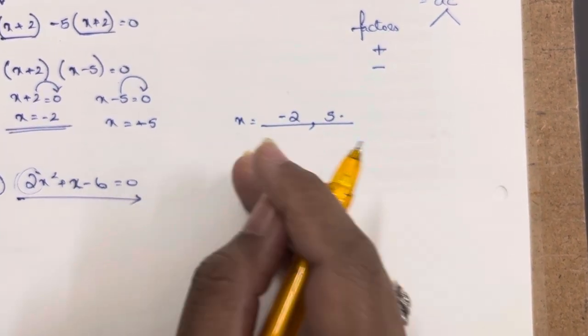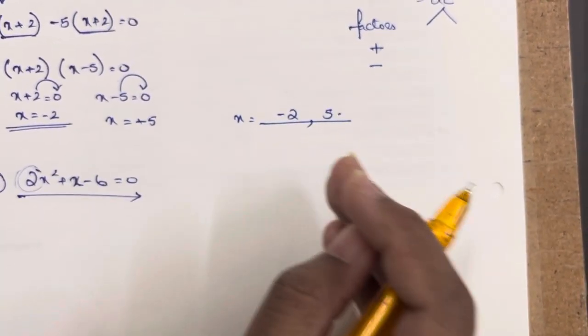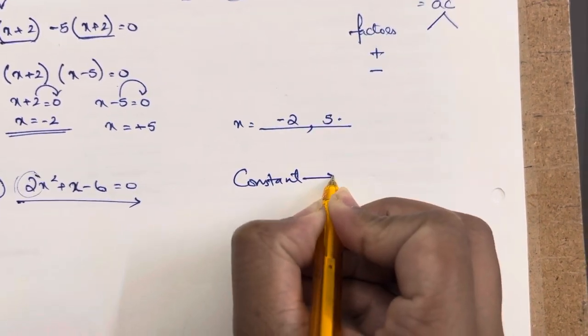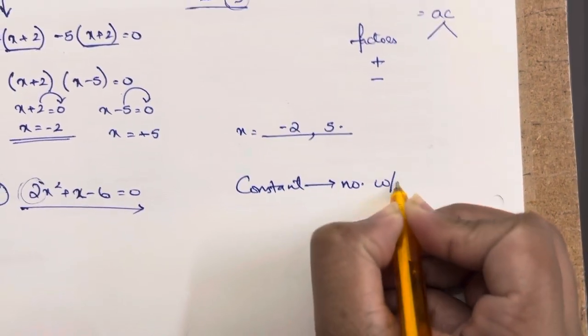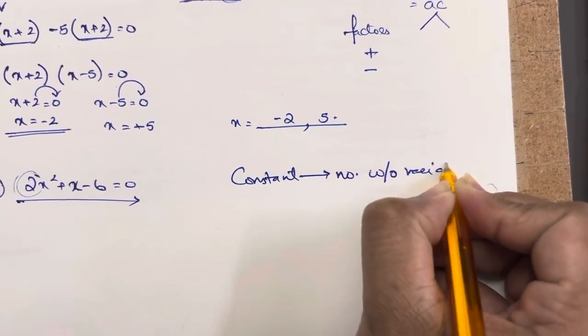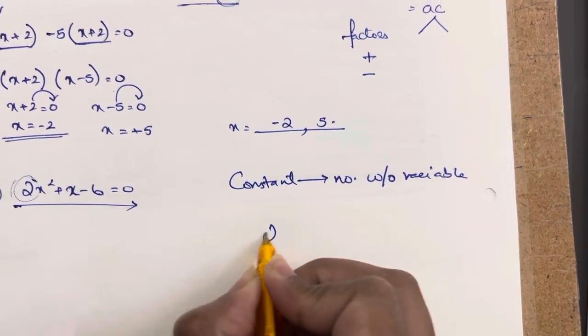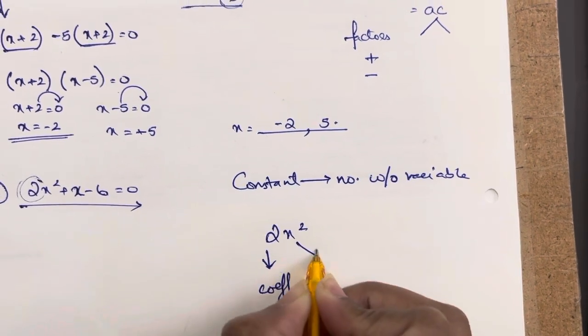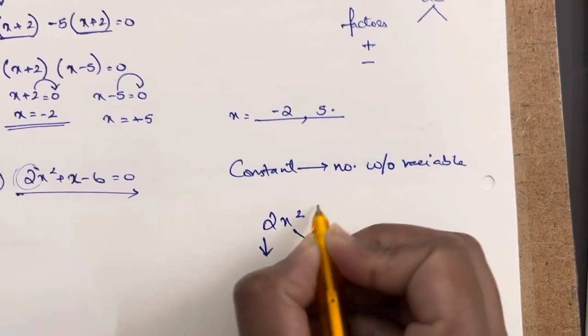Constant term means it will not have any variable. It will just be a number. So a constant term is just a number without a variable. And now if I say 2x squared, this is called the coefficient, this is called the base, and this is called the power.